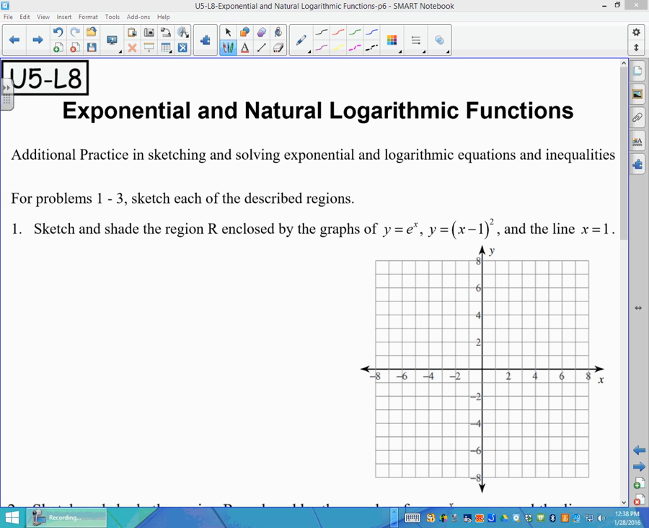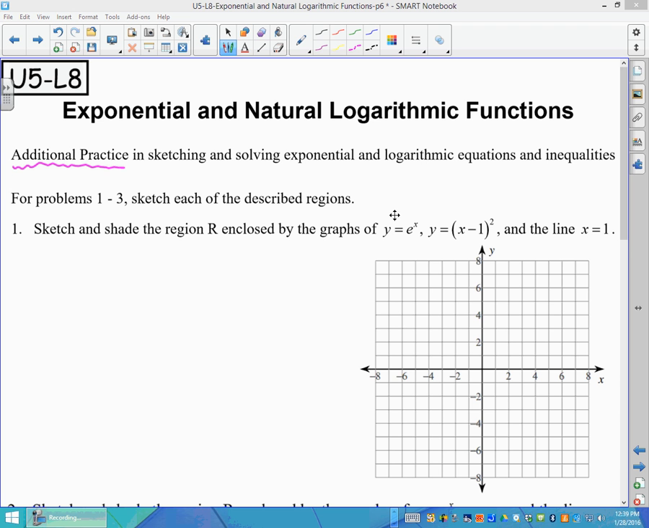Okay, today's lesson covers Unit 5, Lesson 8. This is the last lesson before we get our study guide and have our test that concludes Unit 5. We are just getting some additional practice in sketching and solving exponential and logarithmic equations and inequalities.